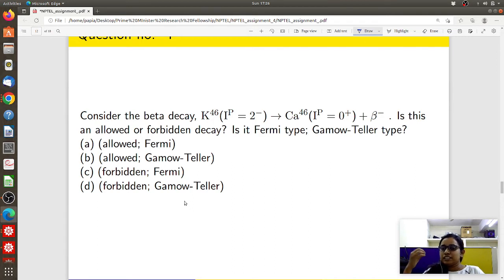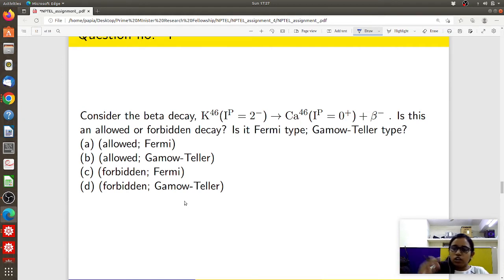So the question is, is this an allowed or forbidden decay, and if it is allowed or if it is forbidden, then what type of allowed decay it is or what type of forbidden decay it is? So is it Fermi type or is it Gamow-Teller type? So there are four options: allowed Fermi, allowed Gamow-Teller, forbidden Fermi, and forbidden Gamow-Teller. So before going to the main answer of that question, I would like to say what is basically Gamow-Teller and what is basically the Fermi type.